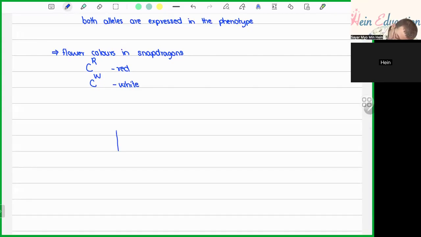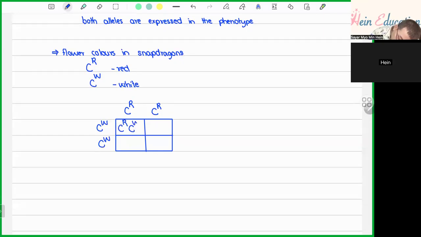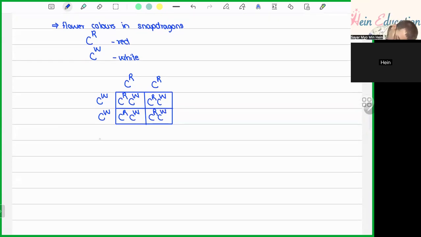So when we cross these two plants together, again, it's similar. We will have to do the Punnett square, and we have CR, CR, and CW, CW. So they all produce CR CW. So there is no one character that is dominant or recessive. So both characters will be expressed. So they produced all pink.